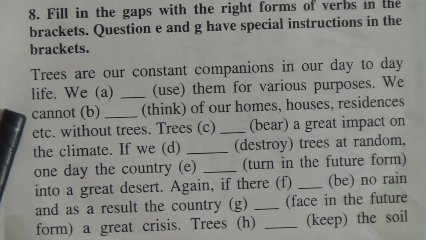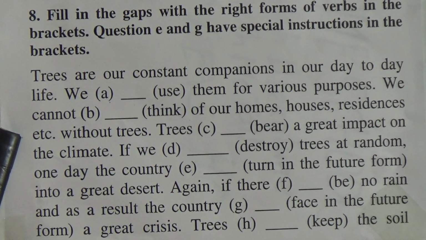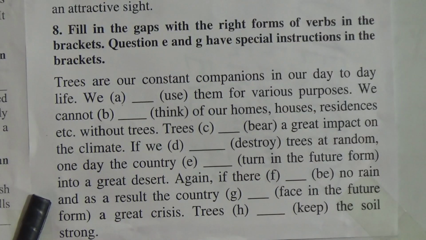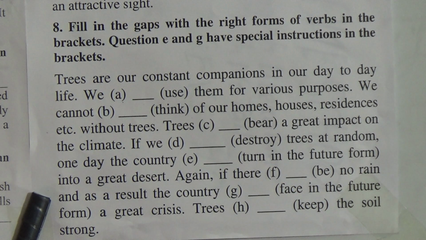Number 8. Trees are our constant companions in our day-to-day life. We use them for various purposes. We cannot think of our homes, houses, residences, etc. without trees. Trees bear a great impact on the climate. If we destroy trees at random, one day the country will turn in the future probably into a great desert. Again, if there is no rain, and as a result the country will face in the future a great crisis. Trees keep the soil strong.